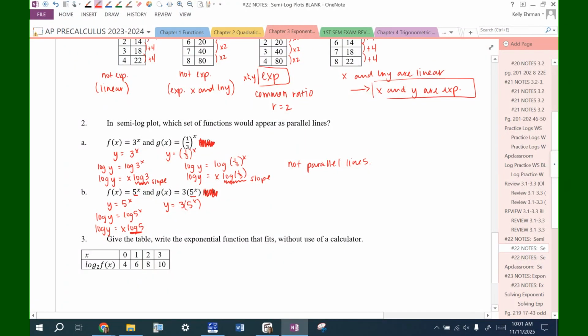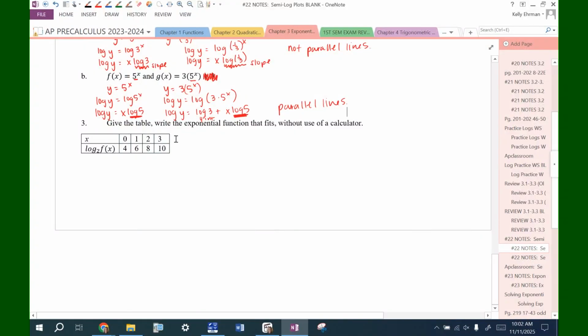So the slope in this equation is log of 5. In this one, log of y would equal log of 3 times 5 to the x. Expand that out. That's log of 3 plus x log of 5. This is still a linear equation with a slope of log of 5. The slope is the number that's being multiplied by x. This is the y-intercept, which doesn't matter. So yeah, these are parallel lines. If I were to graph each of these expressions, they would look like parallel lines.